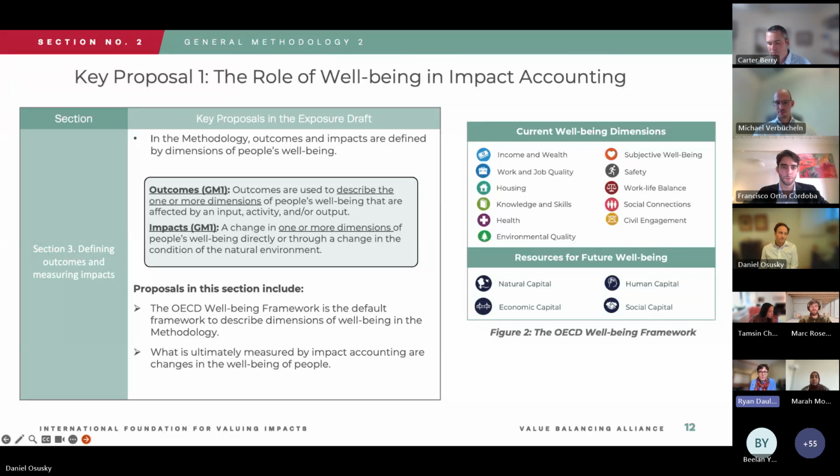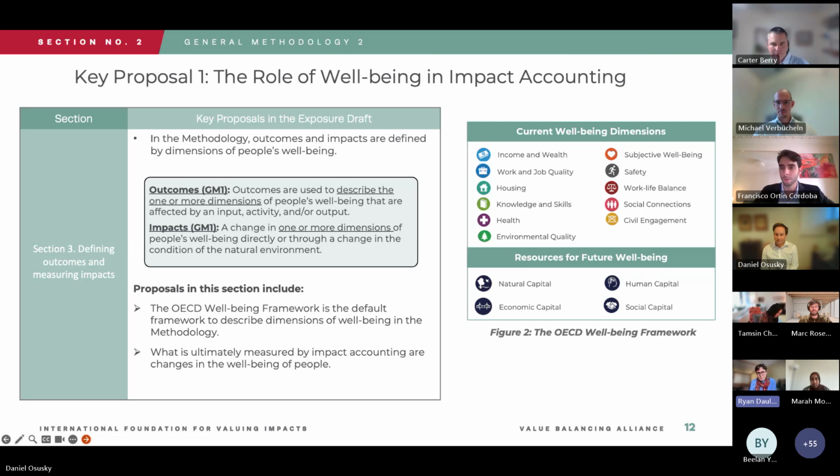So some of the key proposals in this section of the statement include, one, that the OECD well-being framework is the default framework to describe dimensions of well-being in the methodology. I'll go over the framework in a second. It's shown at the right. The second proposal is, as I mentioned, what is ultimately measured by impact accounting, the end quantity, are changes in people's well-being. So when we describe well-being, we use the OECD well-being framework, which is broken into current well-being dimensions, which is shown at the top of figure 2, and then resources for future well-being, which is shown at the bottom of figure 2.